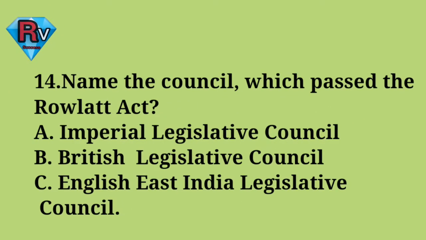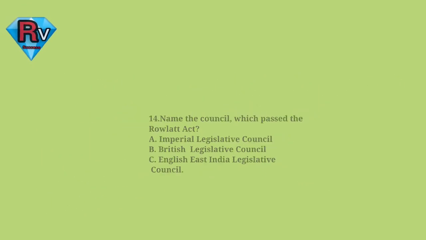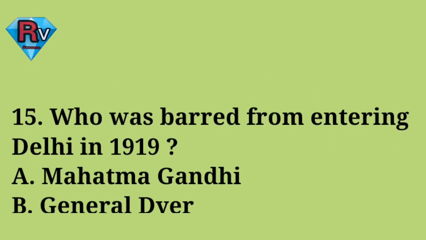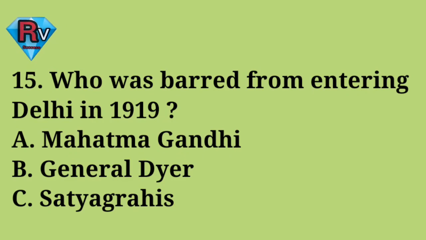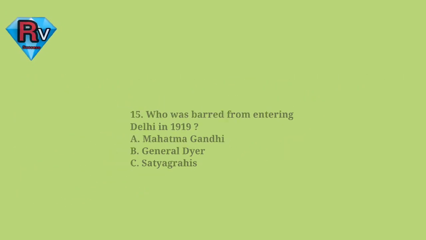Next, which council passed the Rowlatt Act? A. The Imperial Legislative Council. B. British Legislative Council. C. English East India Legislative Council. And the answer is the Imperial Legislative Council. Next, who was barred from entering Delhi in 1919? The options are A. Mahatma Gandhi. B. General Dyer. C. Satyagrahis. The answer is Mahatma Gandhi.